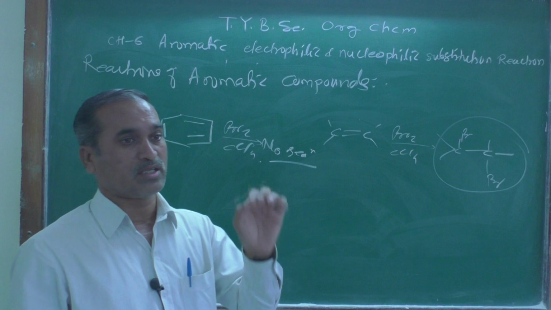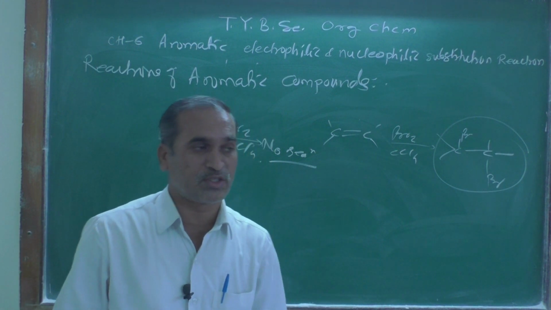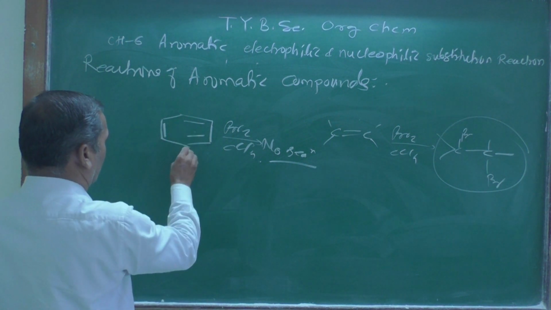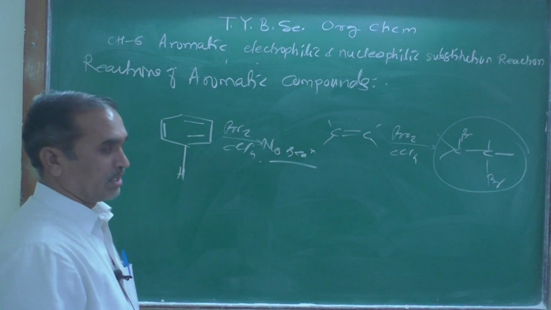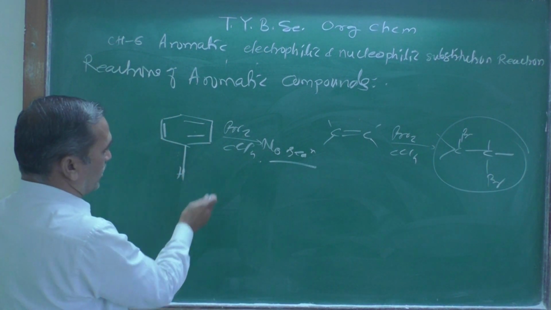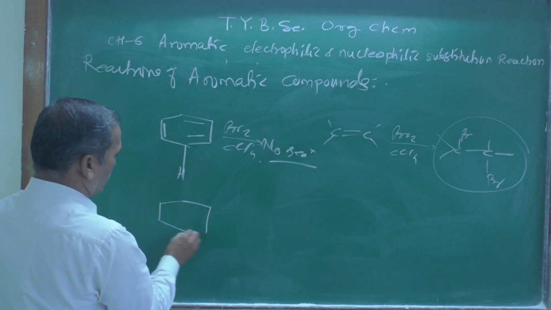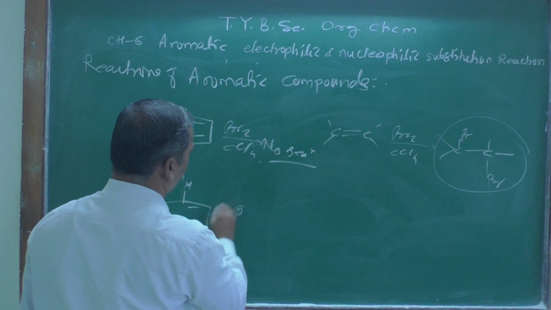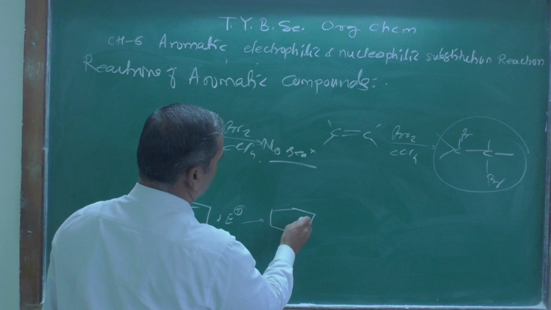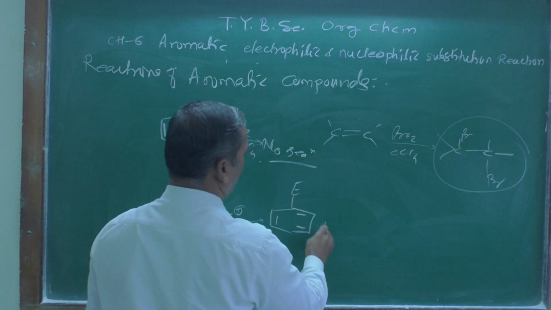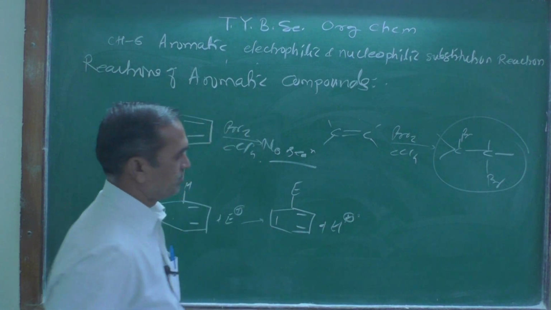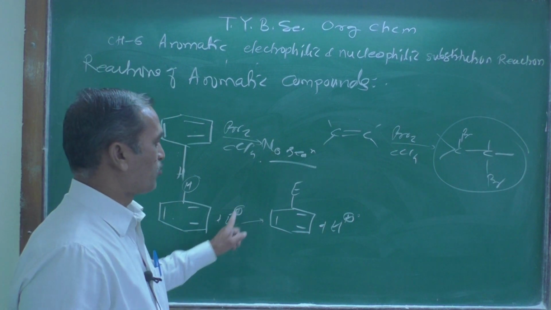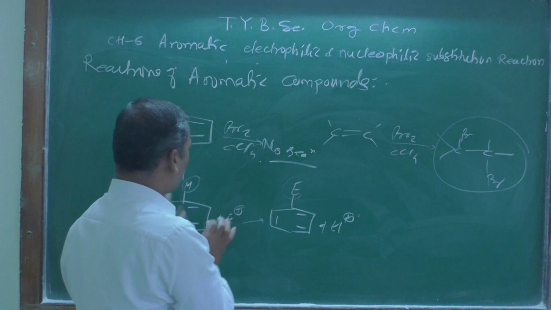Instead, they undergo an electrophilic substitution reaction. Electrophilic substitution reaction means what? One of the hydrogen atoms gets replaced by the electrophile. Let me draw here separately: here is a hydrogen atom, and when we add an electrophile, we get this type of compound, the electrophile attached, and H plus is out over there. Means this hydrogen atom is replaced by the added electrophile, which means substitution.